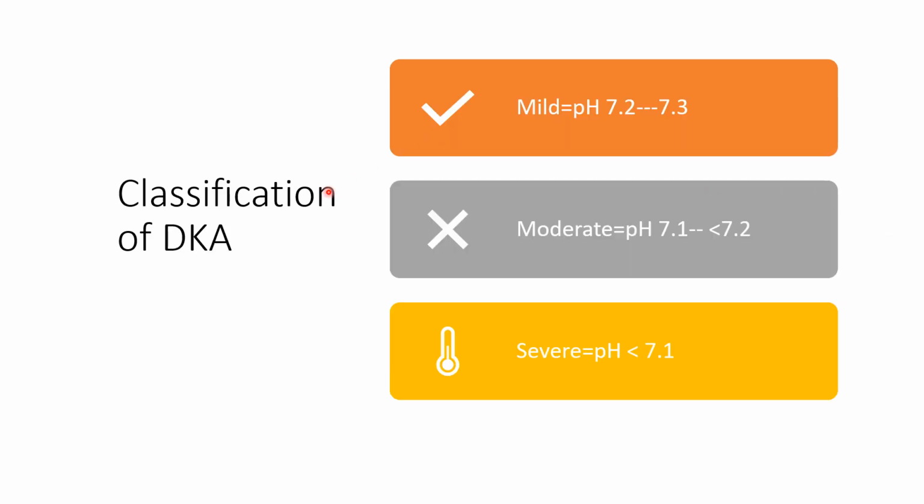Okay, we can classify DKA into mild, moderate, or severe based on the level of the pH, the level of acidosis. It is mild when pH is between 7.2 to 7.3. It is moderate when the pH has dropped to 7.1 or less than 7.2. It is severe when the pH is below 7.1.